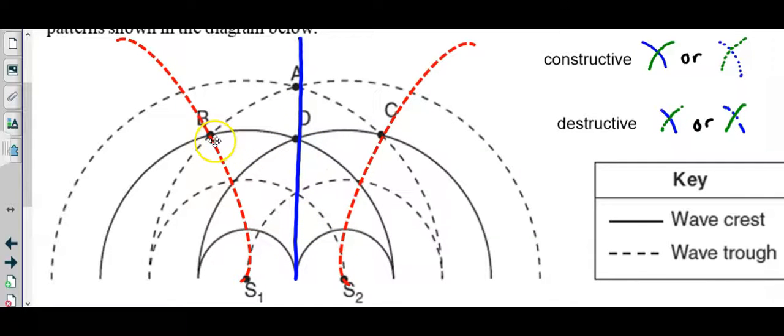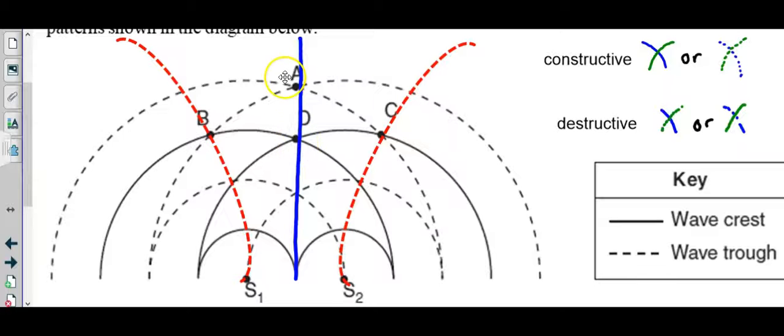And wherever dashed meets solid, you have destructive interference. In this diagram, I've chosen to highlight for you the central maximum. So look right between the two sources. Solid, solid, dash, dash, solid, solid, dash, dash. So look at the center line and see that constructive interference takes place and you have a large central maximum.